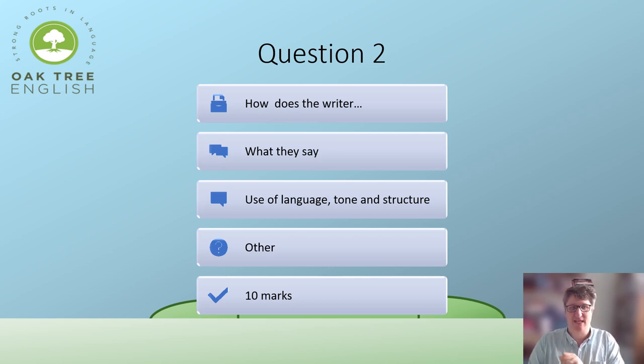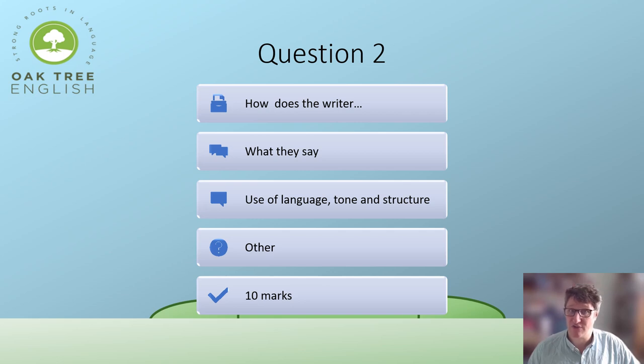So your point is: the writer does this by... your evidence is your quote. They say that the water was like crystal, making us think of it being very, very pure. Making this up on the spot. Explanation: this choice of simile, it was like crystal. See what we're doing there. This choice of simile creates an image of beautifully clear water, beautifully pure water, perhaps. I hope that makes sense. You're looking for three, maybe more paragraphs, each one PEETing. Point, evidence, explanation, technique.